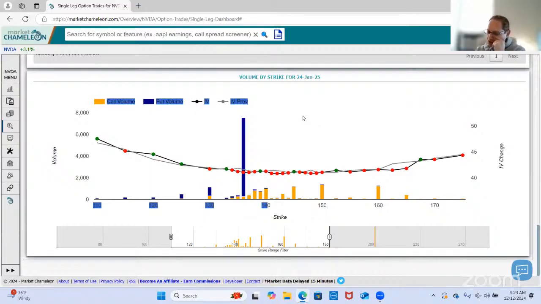But what this shows us is the distribution of the single leg trade volume within January 24th expiration. You can see the biggest volume was in these 136 strike puts. So that stands out. And then as you go up in strikes, it's mostly call trading.